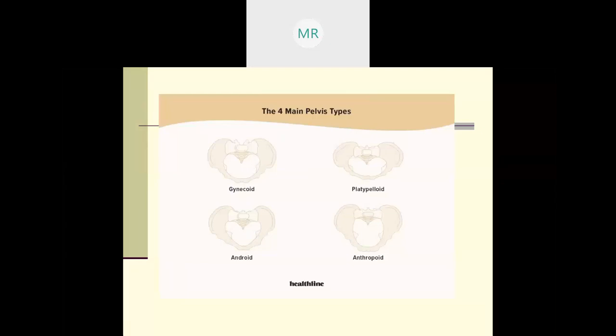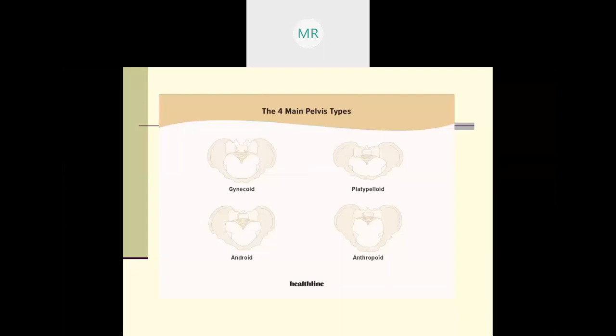Now the android, which is the one that the boys have, that's a heart shape. Very common in men, and if women are going to deliver, it's hard to go through the birth canal, so there's an increased use of forceps and vacuum to get these babies out. Usually the mode of birth is going to be a C-section. We're not going to do a vaginal delivery. Most likely, the usual mode is going to be a C-section.